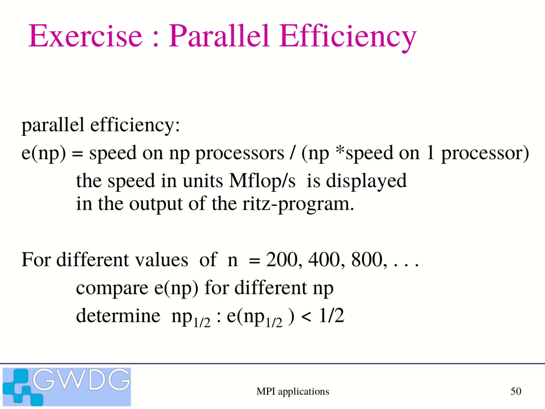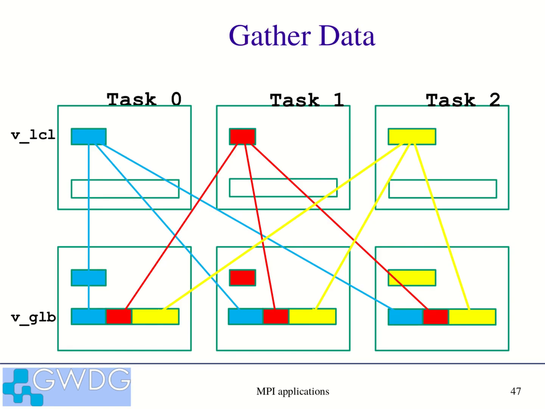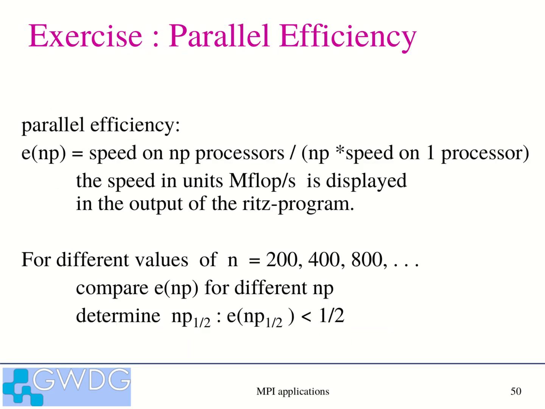Now what you could do is see how efficient the parallelization proceeds. The part of the communication here takes some time. Gathering data takes some time, and the time will be the longer, the more tasks are involved. Then you can compare this time with the time for the computation of the matrix vector multiplication.